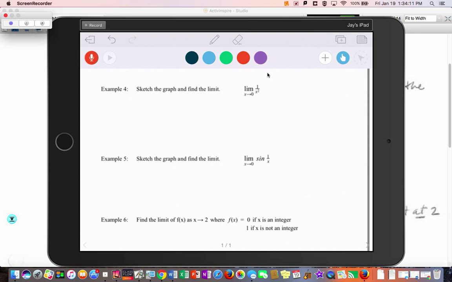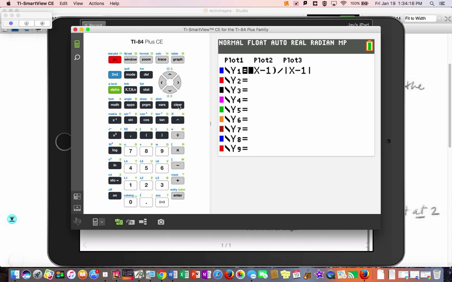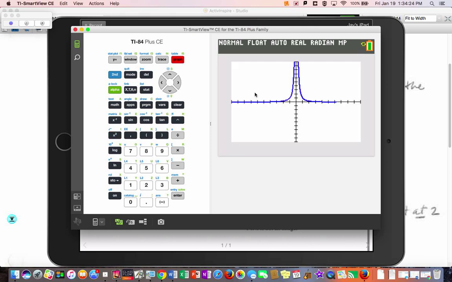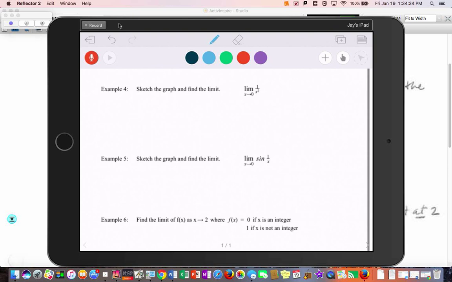All right, so now we're going to do the limit as x approaches 0 of 1 over x squared. So 1 divided by x squared, and look at the graph. So you'll notice as we come in towards 0, these things go up. And they're both going up. Now some people will say this is going to infinity. And so some people would say the limit is infinity.